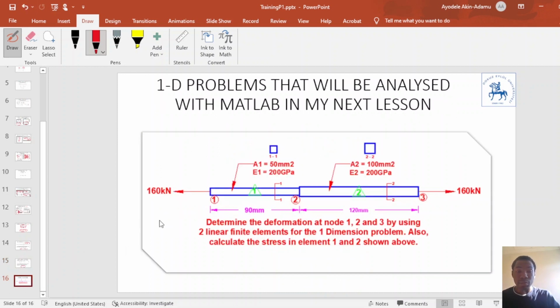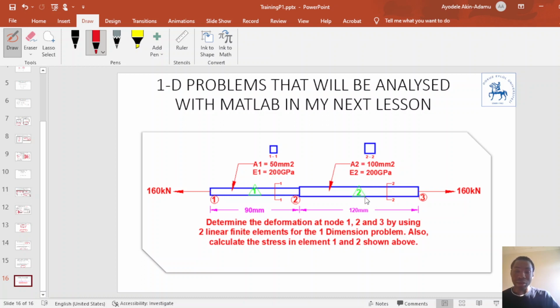And lastly, in my next video lesson, we are going to look at this problem. This will be our first one-dimensional problem, which we are going to solve using MATLAB. The finite element procedure will be applied to calculate the deformation at node 1, node 2, and node 3, and the stress in each of the elements, element 1 and element 2, will also be found.